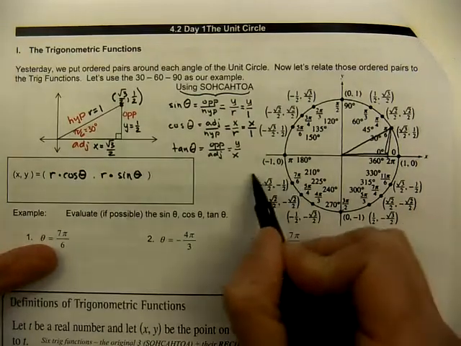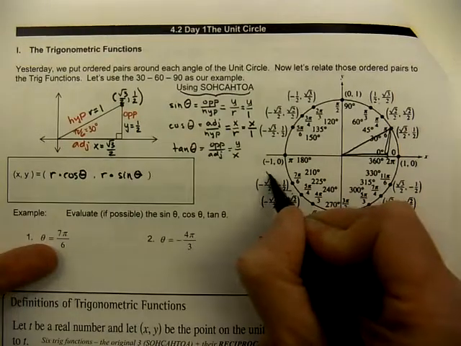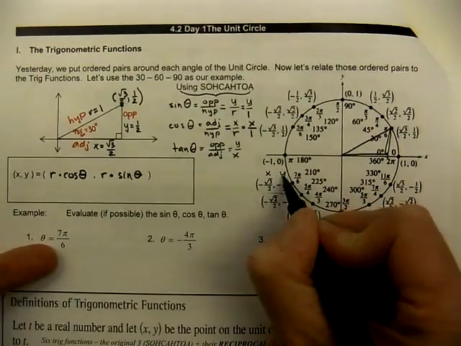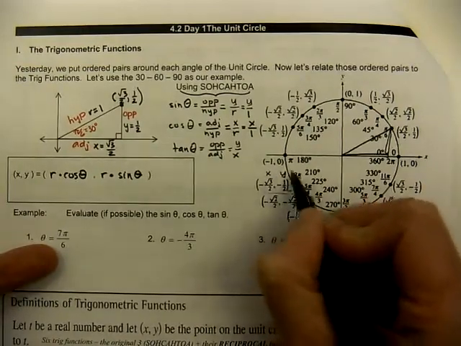What we want is that ordered pair. All right, so that's what we're looking at. Remember, this is your x coordinate, and this is your y coordinate. X is associated with cosine, and y is associated with sine.